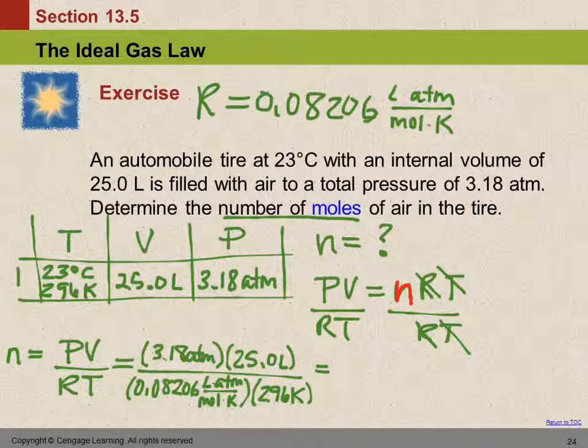Now get out your calculator, because here we have that situation where we're dividing by two numbers. There's more than one way to think about that, but you have to figure out how to communicate with your calculator so that you get the correct answer. The way I do it is I multiply by the top, 3.18 times 25. I divide by each thing on the bottom. So I divide by 0.08206, and then I divide by 296.